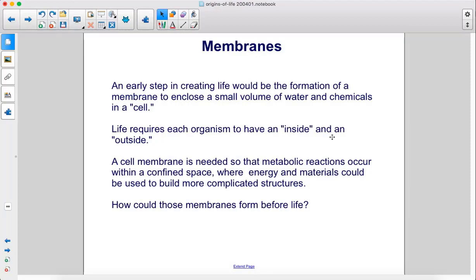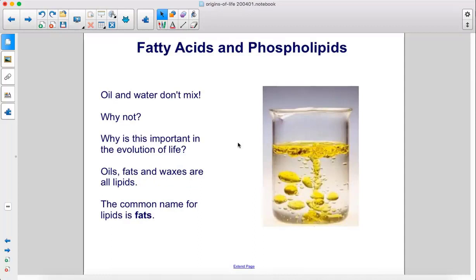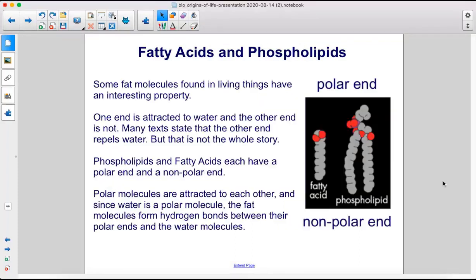How could those membranes form before life? Oil and water don't mix. Why not? Why is this important in the evolution of life? Oils, fats, and waxes are all lipids. Some fat molecules found in living things have an interesting property. One end is attracted to water and the other end is not. Many texts state that the other end repels water, but that is not the whole story.